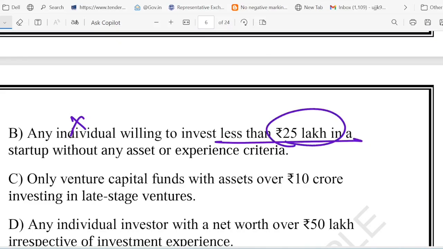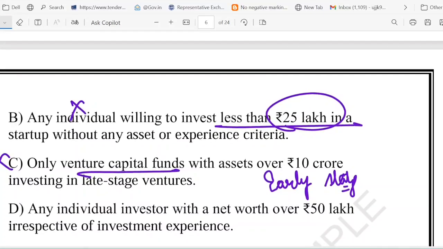Option C says only venture capital fund with asset over 10 crore. No, angel investors are known for funding early stage startups. Remember, they fund early stage startups, right? And it is not limited to venture capital funds. Even individuals, even corporates, can also qualify, not only venture capital funds. So this is also wrong. What about D? Any individual investor with net worth of 50 lakh.